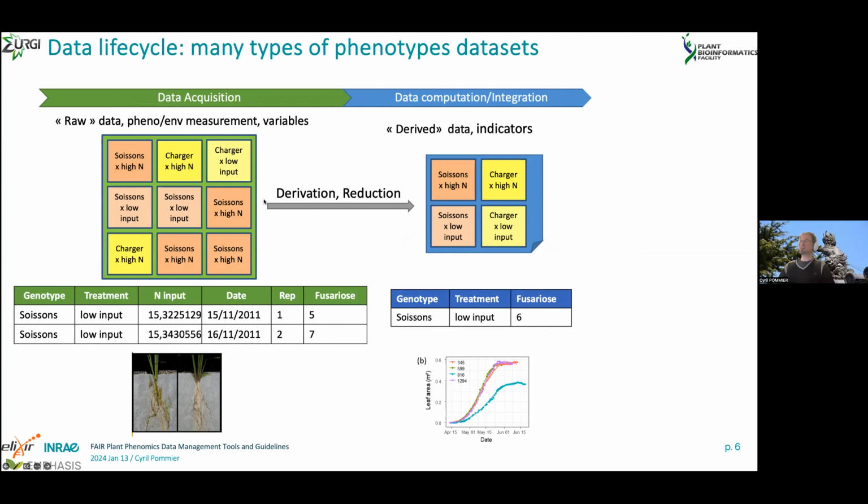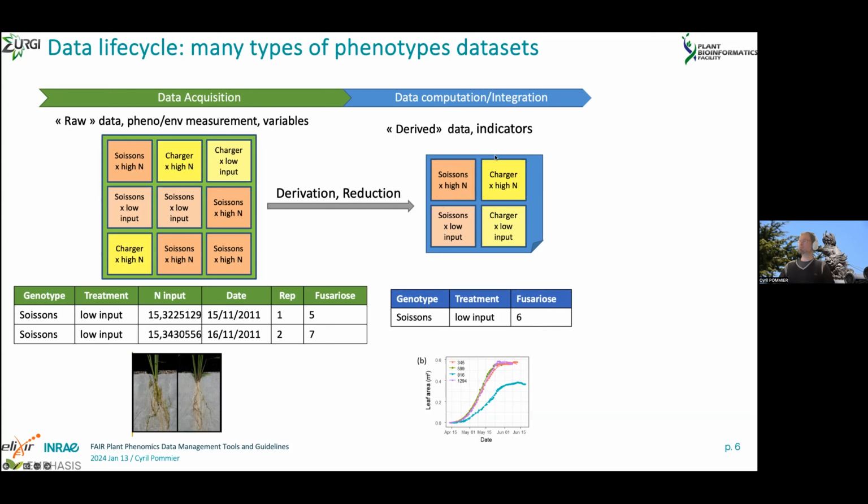And those data are then derived, reduced to prepare them for analysis, since most of the time they are too complex to be directly analyzed. And those derived data, those indicators, allow, for instance, to have a single value for a given variety, Soissons here, under high nitrogen cultural practice. In that example, it is a mean, but it can be much more complex. But even those derived data can be rather complex with time series that can be rather dense.